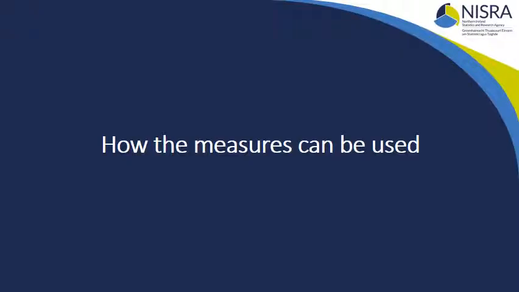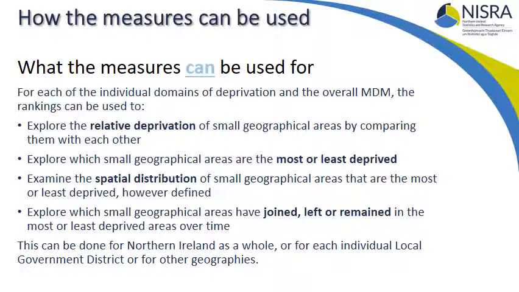How the deprivation measures can and cannot be used. These measures can be used to explore relative deprivation in areas by comparing them with each other. They allow you to explore which areas are the most or least deprived, as well as their spatial distribution. You can also explore which geographical areas have joined, left, or remained in the most or least deprived areas over time. This can be done for Northern Ireland as a whole, or for each individual local government district, or for the other geographies.